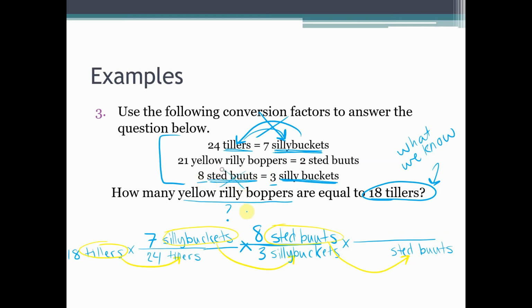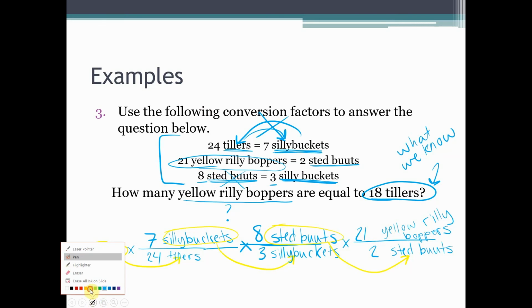So probably we don't want to use that again. Or we have steadbutes right here across from yellow really boppers, which is what we were trying to find. So we're going to put our yellow really boppers up in the top. Our statement of equality says there are 21 yellow really boppers for every 2 steadbutes. So now we have the units that we are looking for in the top of our last fraction.